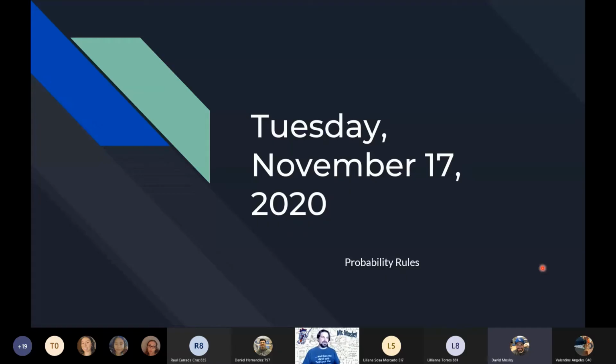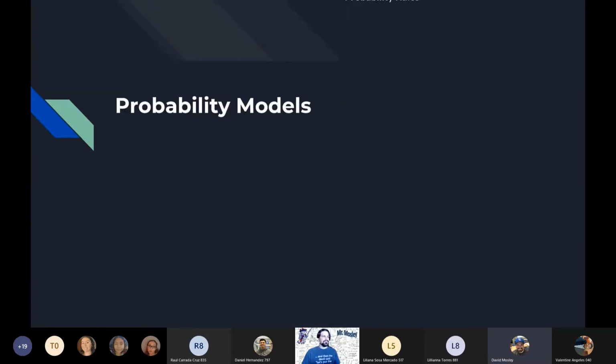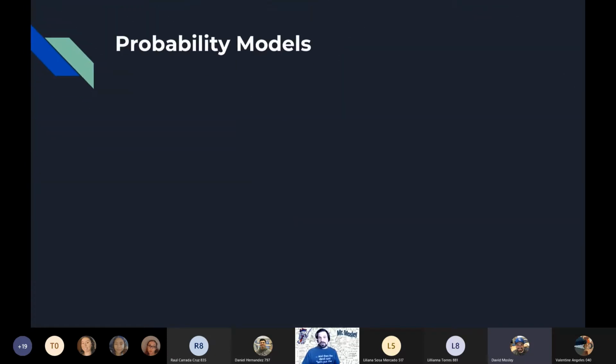It is Tuesday, November 17th, 2020, and today we're going to be looking at probability rules. A little bit more about how to determine probability, different tools we have. If you're taking notes, you have a notebook or anything, you should have that ready. There will be some new things to write down.